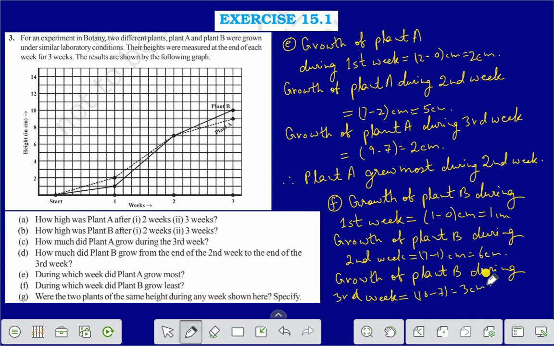The question was, during which week did the plant grow least? The least is in first week, right? Therefore, we can say plant B grew least during first week, and the growth is 1 centimeter. That is the answer, right?